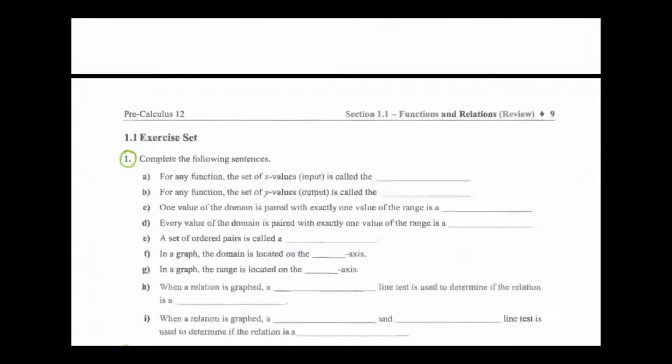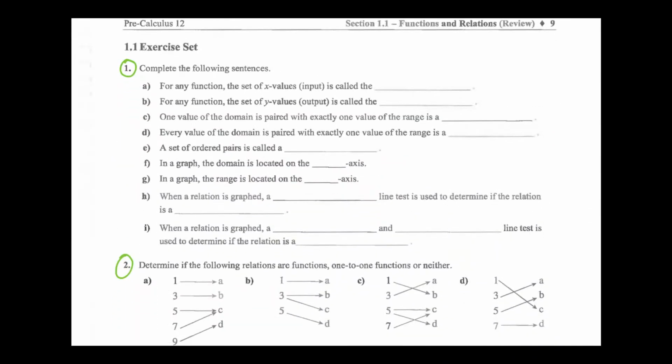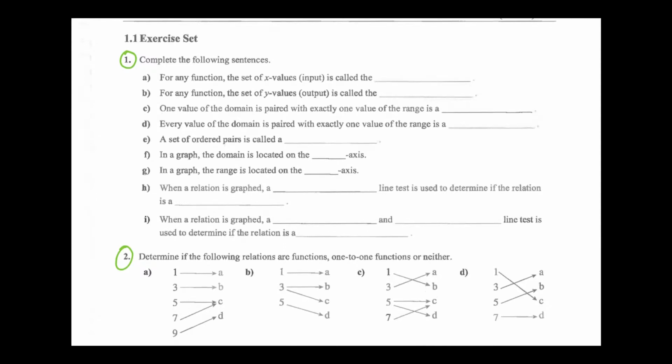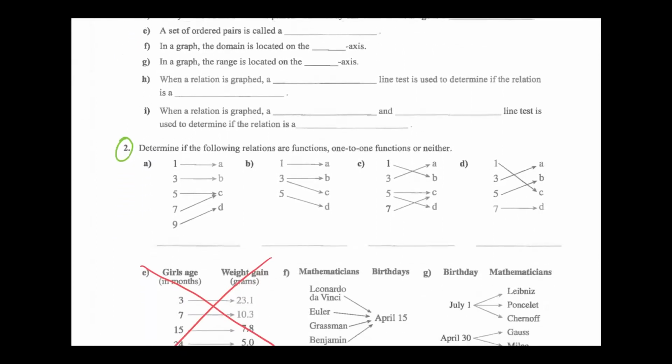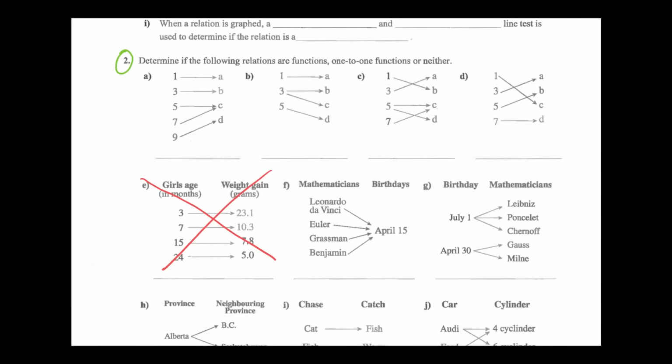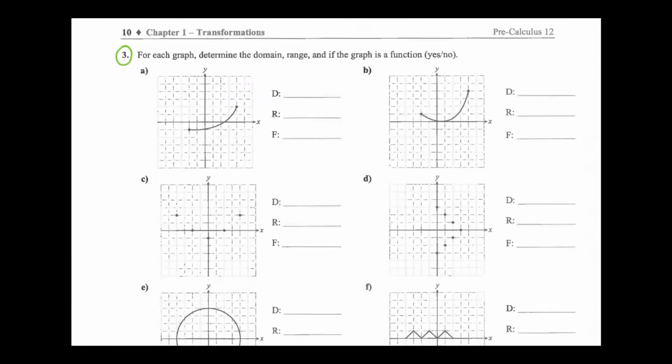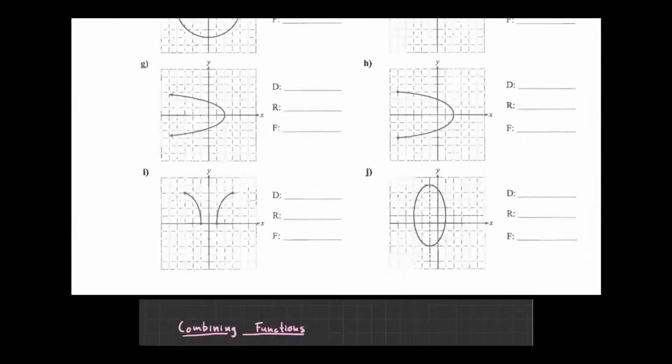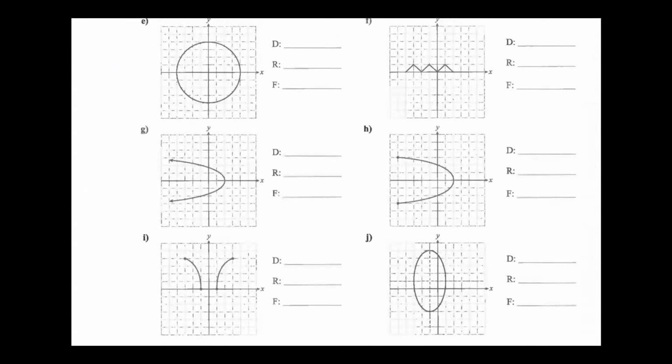Okay, so I've got this exercise set that I would like you to have completed for next class. So I'd like you to do the following questions. Question 1, question 2. I'm going to leave out question 2E. Don't worry about question 2E. I don't really like that question. And then question 3. Okay, and that's going to be your homework for today.